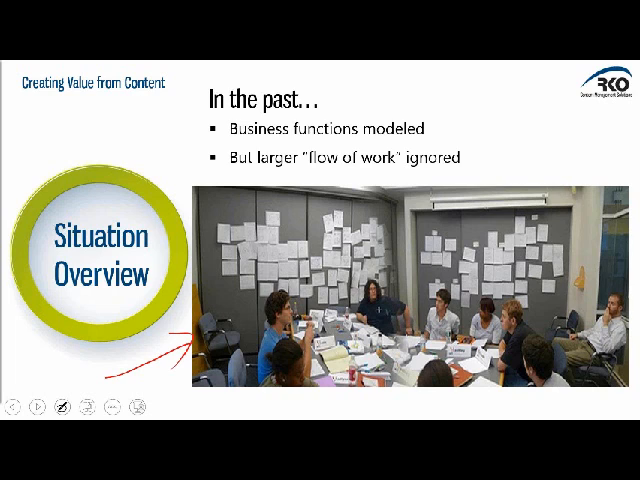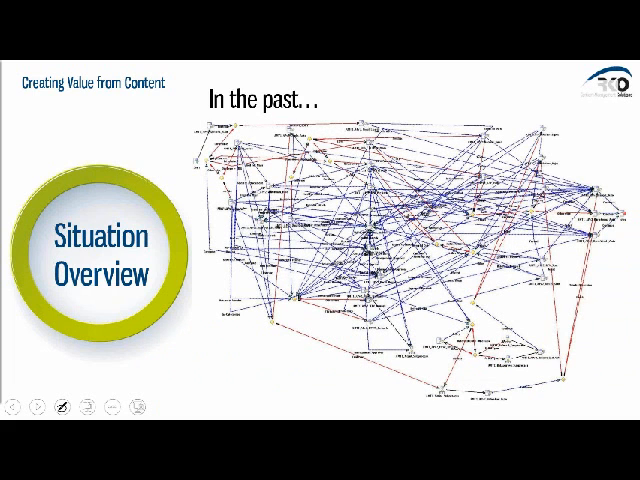The problem being, this often obfuscated the larger flow of work. And where the flow of work was actually modeled, it was ugly. Exceptions, optional tasks, ad hoc tasks, these are all very difficult to model and even more difficult to implement with traditional business process automation tools.